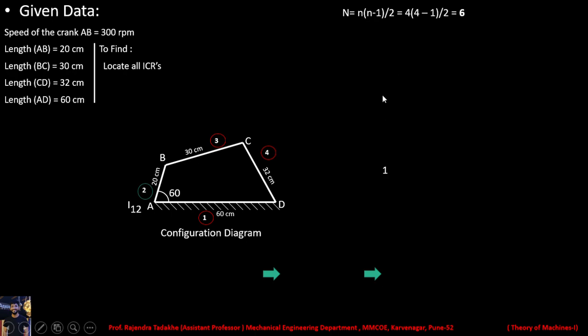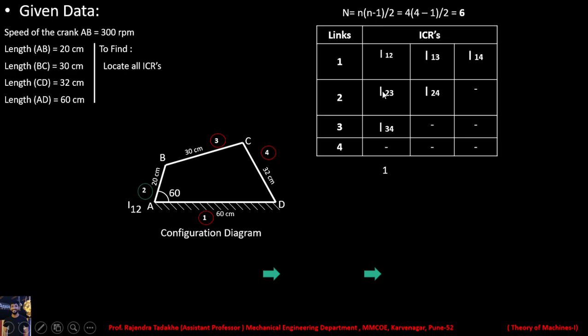So let's make the list of all 6 instantaneous centers. Okay, so how to make this list? That is very important. In the first column, write links. Let's say for this mechanism we are having 4 links, so number them as 1, 2, 3, 4. Then in the second column, write instantaneous center of rotation.